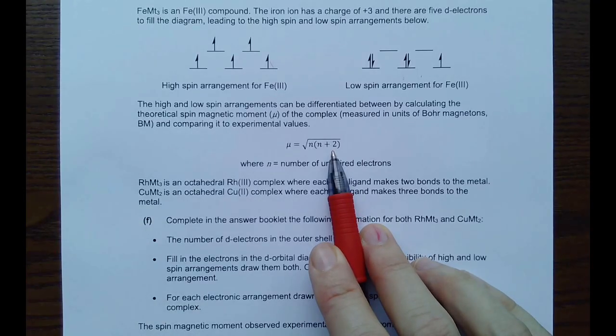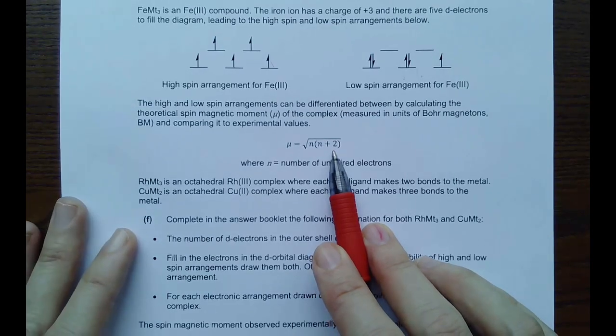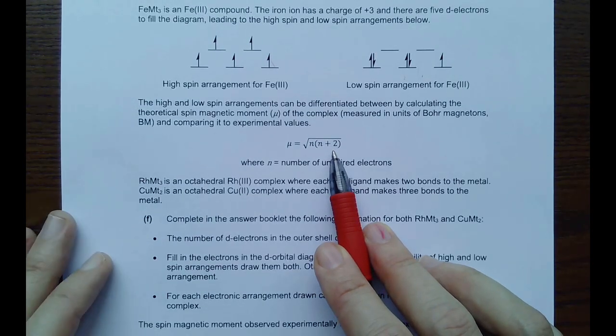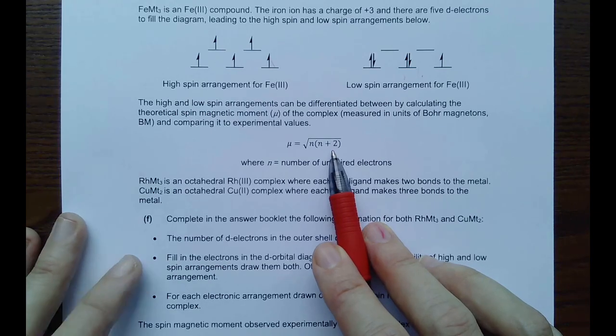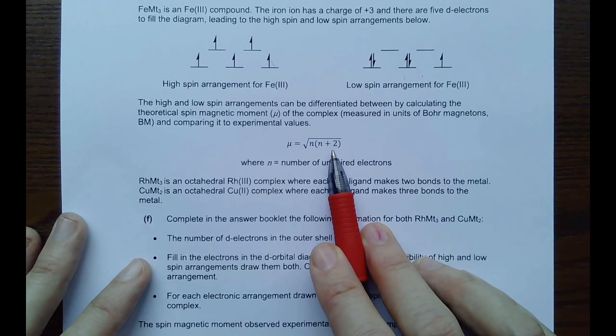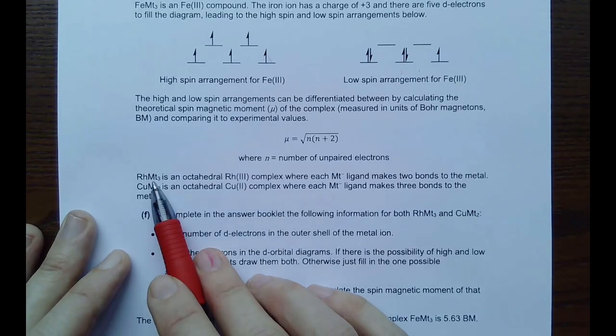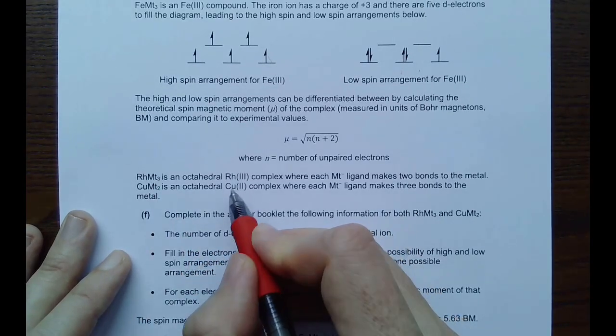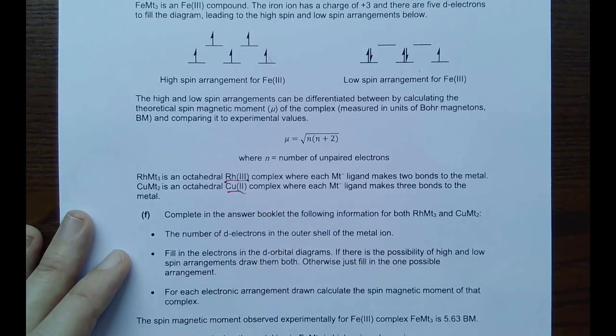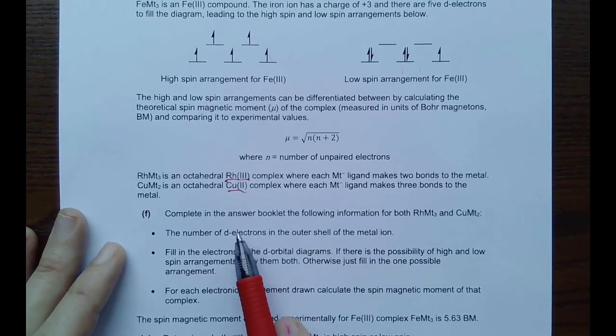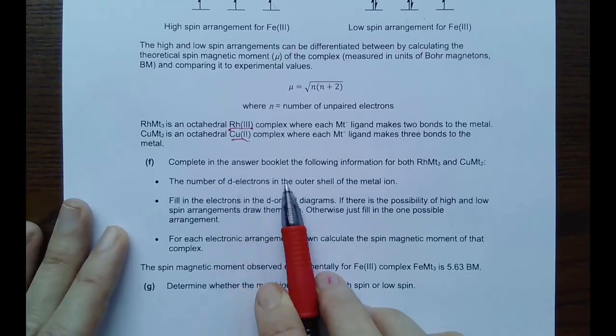And then I'm given this equation here to work out the magnetic moment from the spins, because obviously you should be aware that paramagnetism and diamagnetism arise from unpaired electrons. So the more unpaired electrons there are, the more magnetic it is. So then I've got this rhodium complex and this copper complex. I've got rhodium 3, I've got copper 2. And it says, complete in the answer booklet the number of d electrons.